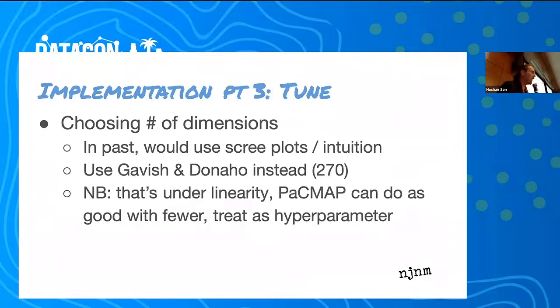Other comment there, that is under linearity. So that's great if you're doing PCA or the singular value decomposition, whatever. PacMap is a nonlinear transformation, so it can fold the space around. So we can treat that as an upper bound. So 270 is our upper bound.